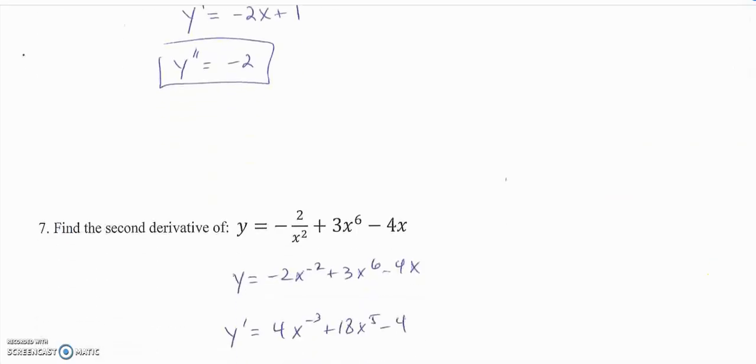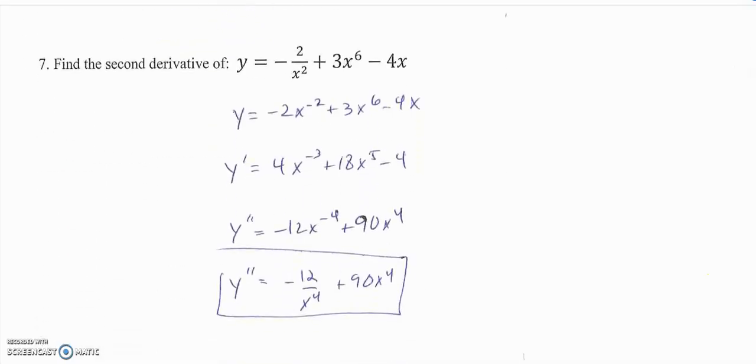Question 7. Find the second derivative. So we have y equals negative 2 over x squared plus 3x to the 6 minus 4x. I would, step 1, rewrite it. So instead of having negative 2 over x squared, I would do y equals negative 2x to the negative 2 plus 3x to the 6 minus 4x. Then we take the first derivative, y prime.